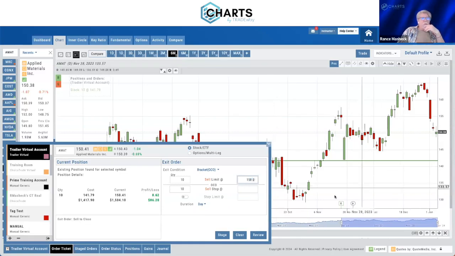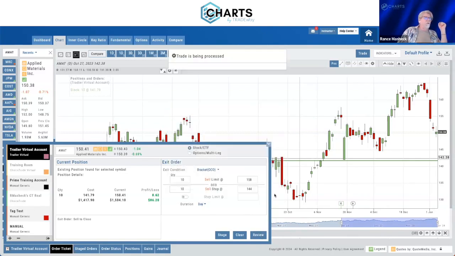And then I want to put my stop. I don't want to lose this gain. So if it comes down here to 144, I'll put my stop at 144. And now I'm putting on that bracketing, the OCO, on an existing position, right? So, yep, I can do that. So I'm going to go ahead and review, and I'm going to do that.